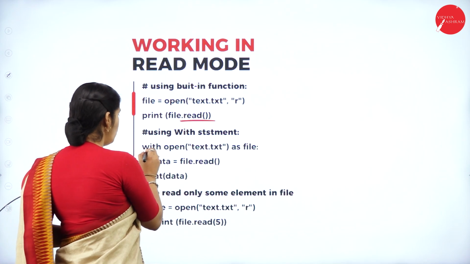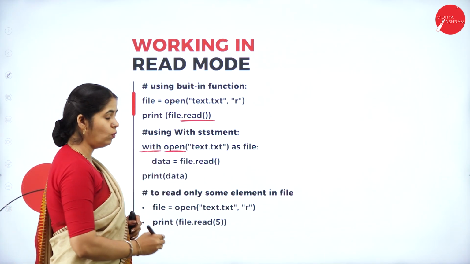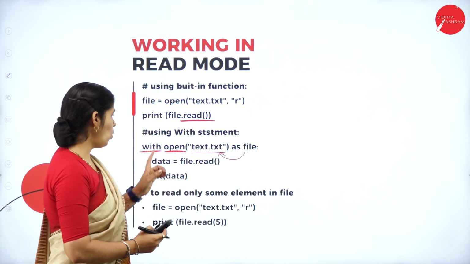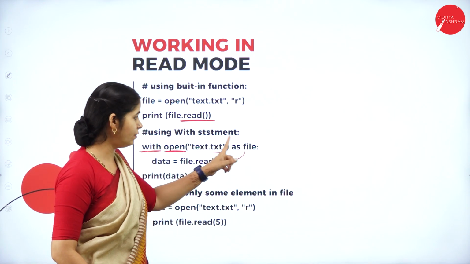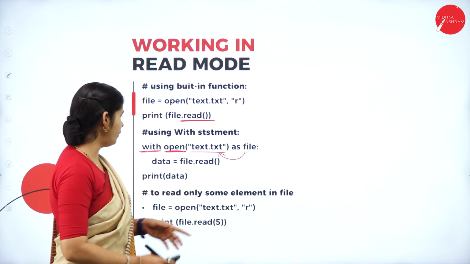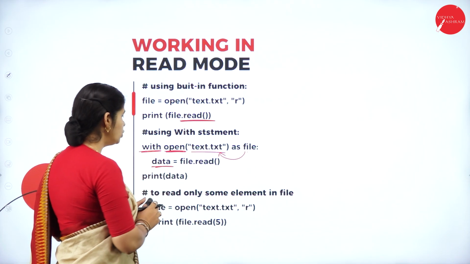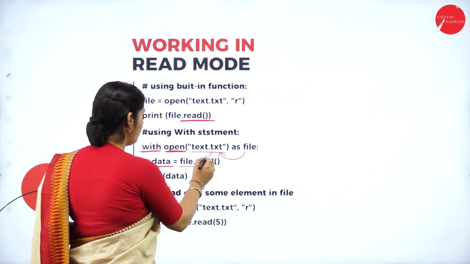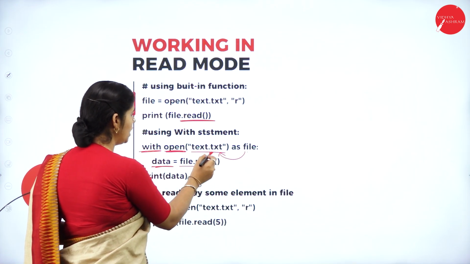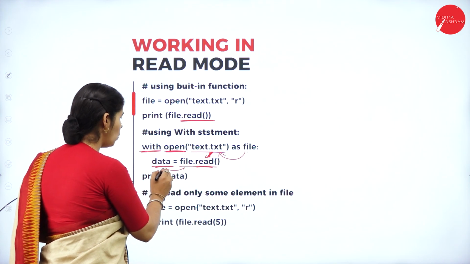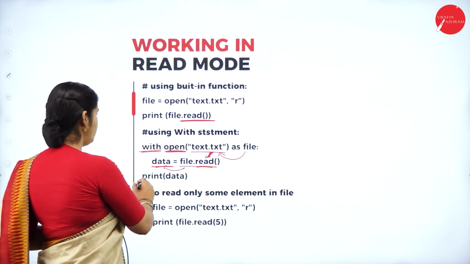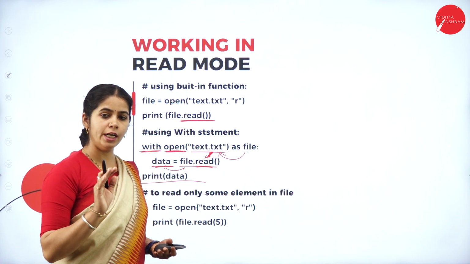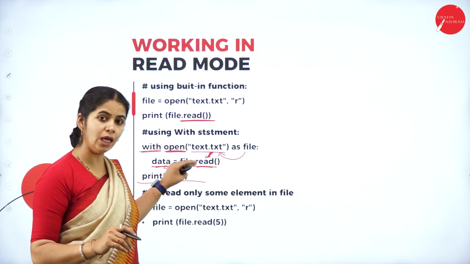So what is the format? With open, I am opening what? The text file as a file, right? I am opening the file text.txt as file, and that data will be stored in one variable called data. Whatever the data is there in this particular text file will be read and stored in the variable called data. That variable will be printed. So all the content of the file text.txt will be printed here also.